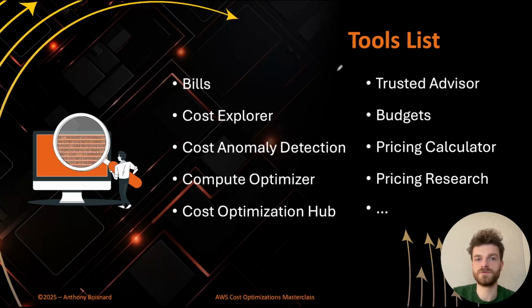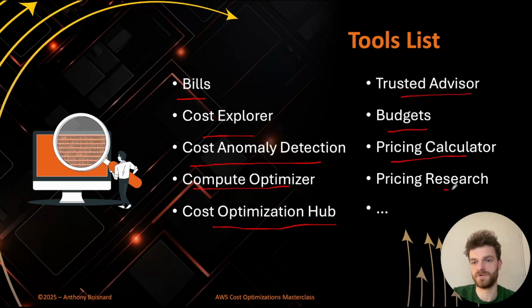So we're going to review services such as Bills, Cost Explorer, Cost Anomaly Detection, Compute Optimizer, Cost Optimization Hub, Trusted Advisor, Budgets, and Pricing Calculator and Research Pages.